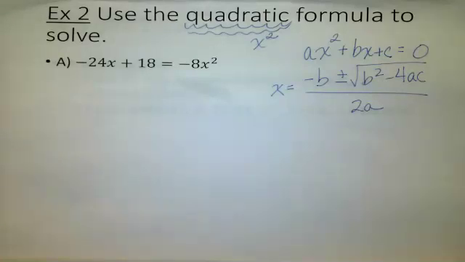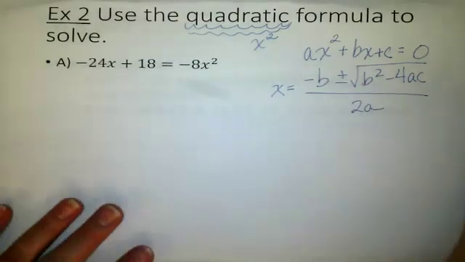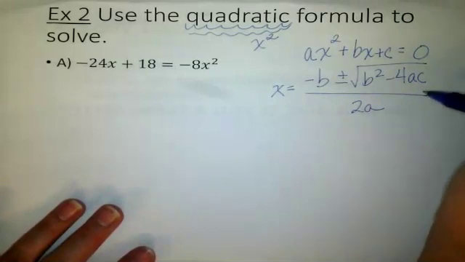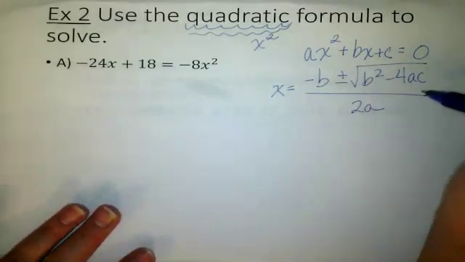Here it goes. X equals the opposite of b plus or minus the square root of b squared minus 4ac all over 2a. Okay. All right. So please, you have to know the quadratic formula. If you do not have this formula memorized, you will not pass this class.